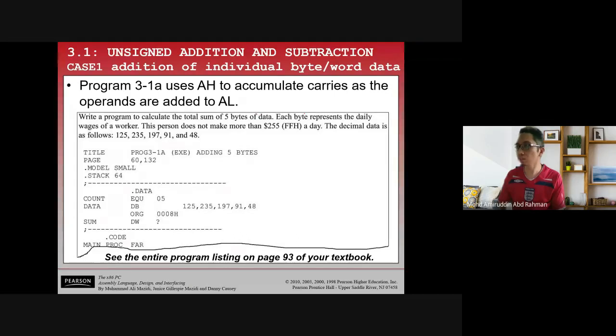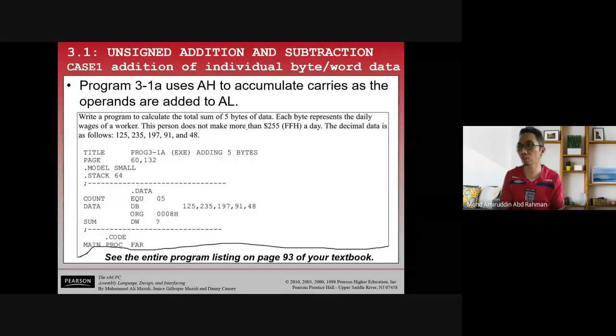So this is the program that you can use to apply this, but we will look at this later. Basically, we can use MU8086 to actually code this program. What this program does is calculate the wage of a worker, where this person does not make more than $255 a day.